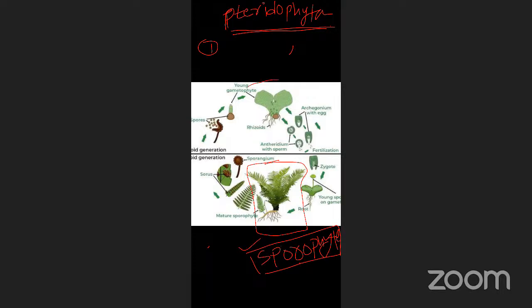So this is the gametophytic stage. What you observed in bryophyta is that the gametophyte is dominant first. After that, the reproductive organs develop, that is antheridia and archegonia are formed. After fertilization, the zygote develops into an embryo. This embryo develops into the sporophyte. In bryophytes, where are the sporophytes?